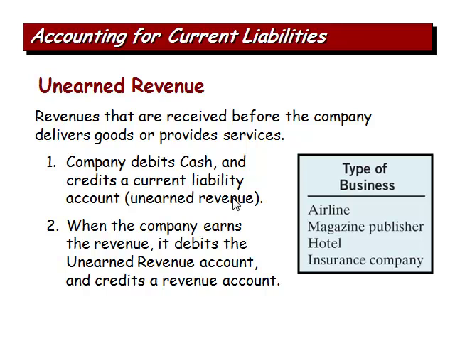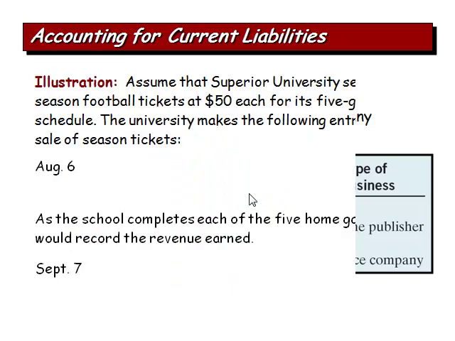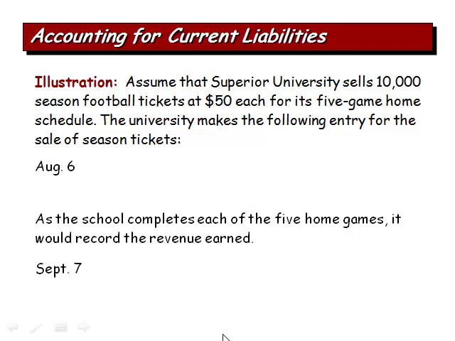So examples of businesses are there in the box. Airlines obviously sell tickets in advance. Magazine publishers, hotels might get deposits in advance. Insurance companies get premiums in advance. A whole slew of businesses get paid something in advance. A lot of contractors want something down from the customer before they'll start work.